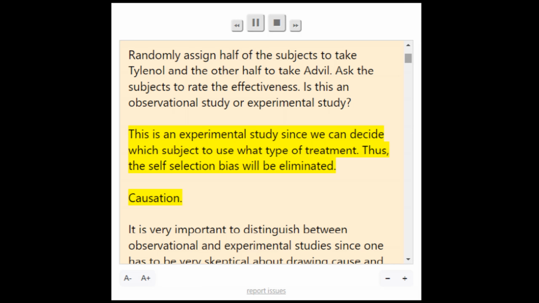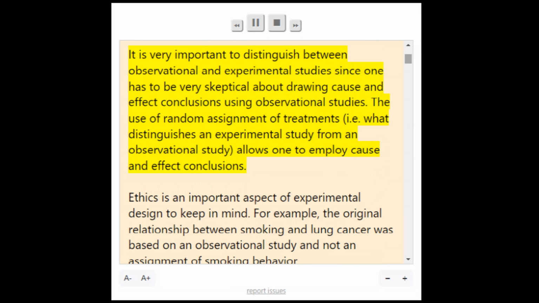Causation. It is very important to distinguish between observational and experimental studies since one has to be very skeptical about drawing cause and effect conclusions using observational studies. The use of random assignment of treatments is what distinguishes an experimental study from an observational study, and allows one to draw cause and effect conclusions.